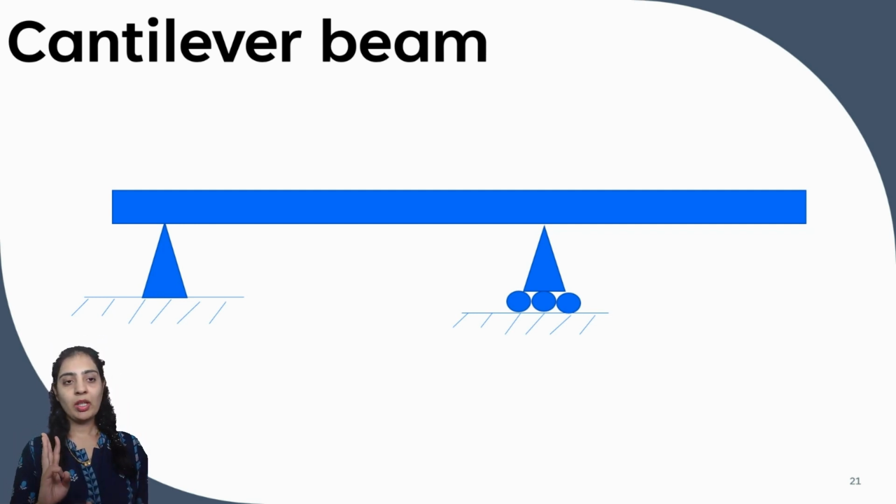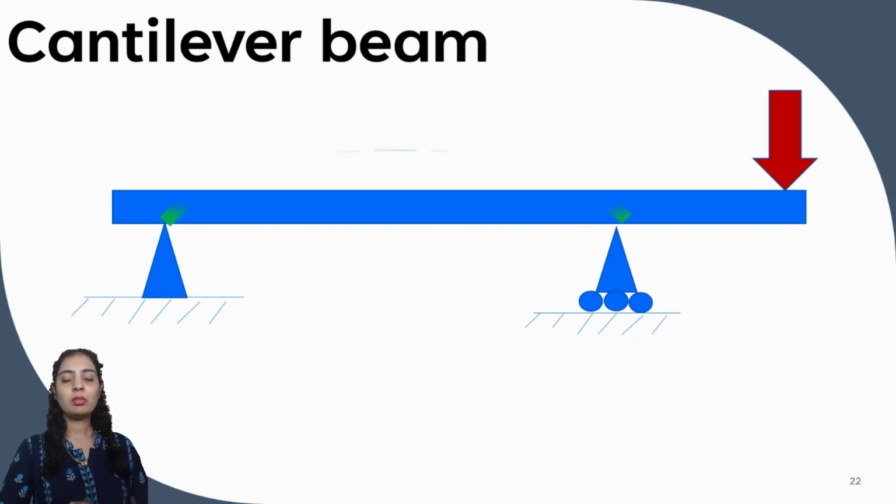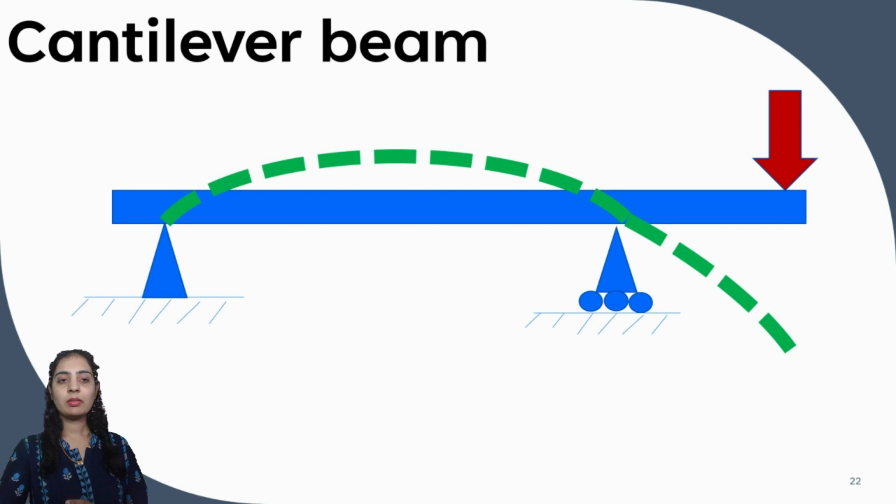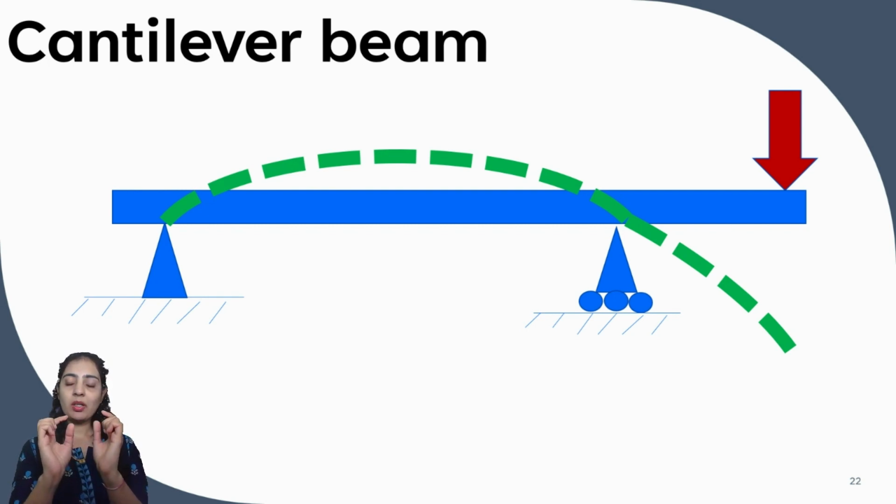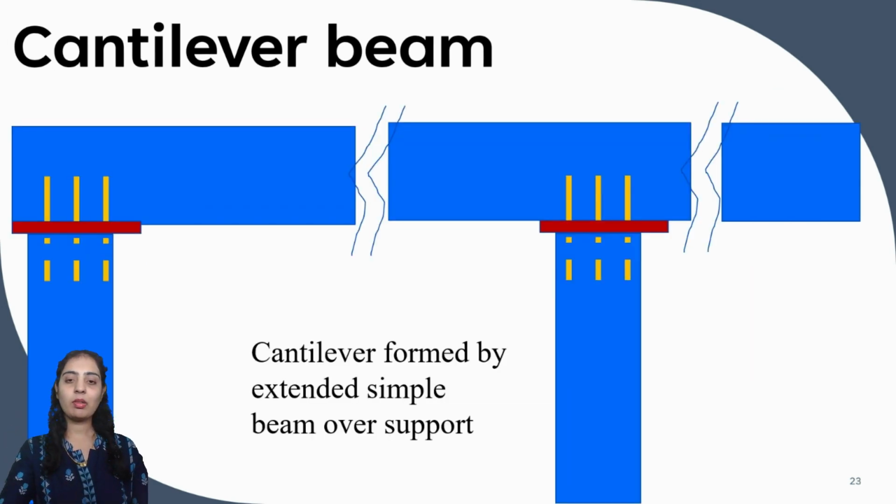In this, three supports are there. One support is a pin support, there is a roller support, and the third is a free end. The load is applied at the free end. So the deflected shape of the beam will be like this. Because the pin is a hinge, it will not allow any X or Y translation. It will only allow rotation. And the roller support will allow X translation but no Y translation. So the beam will deflect upwards, and at the free end it will deflect downwards. This is the example of a cantilever beam.